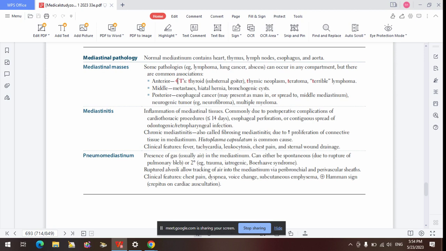But there are some specific masses that you see in each of the compartments that we have listed. In the anterior compartment, we've said that the two major things you see there are the thymus and the lymph node. From there, someone can develop a lymphoma. So they use the acronym four T's to represent that. The first T is terrible lymphoma. You know that lymph nodes are there, so you can have a lymphoma. Then the thymus is there, and a thymoma can develop from there.